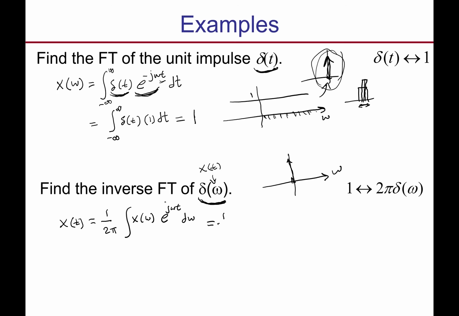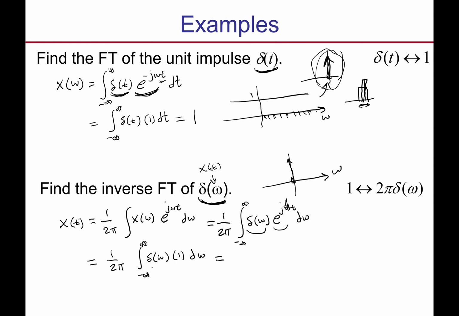So that will be 1 over 2 pi, integral from minus infinity to infinity. X of omega is this impulse, d omega. You get an impulse at omega equals 0 multiplied by this function. Plug in omega equals 0 and you get e to the power of 0, which is 1, d omega, and the integral of an impulse is 1. So the answer is 1 over 2 pi. The signal x of t is 1 over 2 pi.